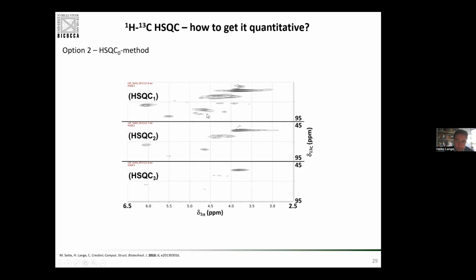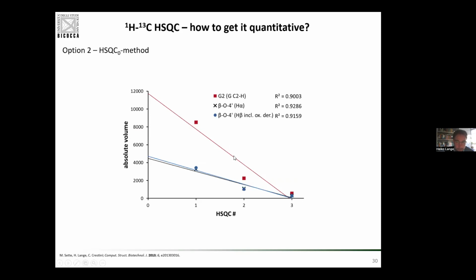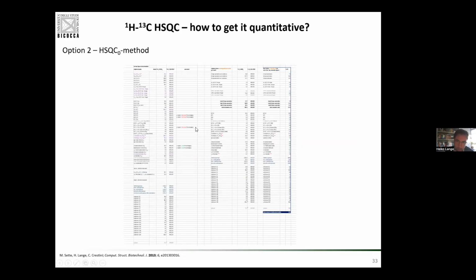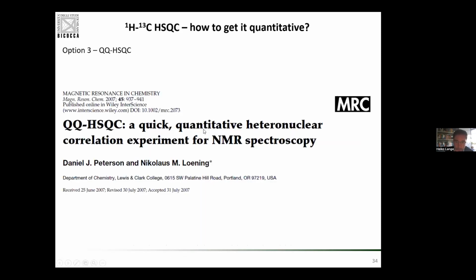Then you start plotting these different intensities and you do linear regressions, and you back extrapolate to an artificial HSQC 0, assuming that the HSQC 0 would have the maximum perfect abundances of the signals, okay? If you do that, you base your quantitative analysis on this hypothetical HSQC 0 that you get via back extrapolation. In reality, it's running 3 spectra and then playing again with Excel, okay? It's a little bit boring process, but you get quantitative data from an HSQC.